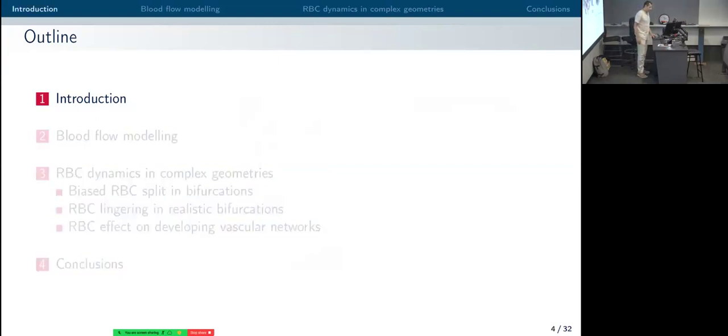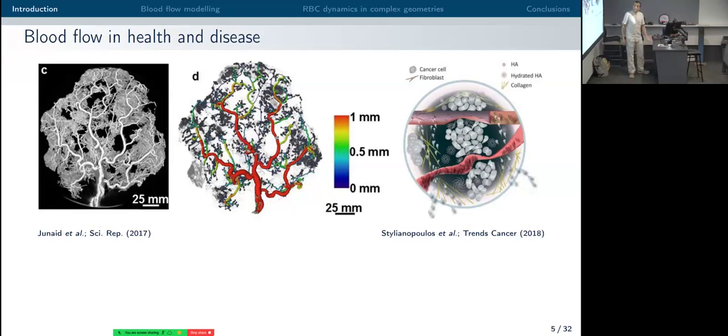So, introduction. Blood flow in health and disease. Now, what you see on the left is the blood vessel structure in a human placenta. And the human placenta is a very interesting organ because it's transient in nature, of course. It develops over 9 months.